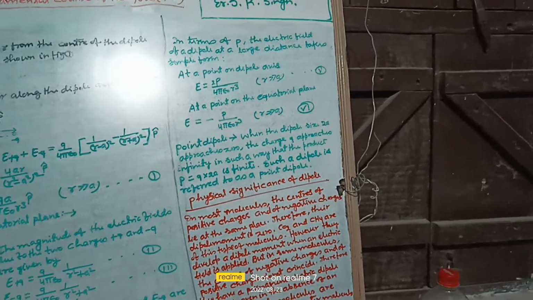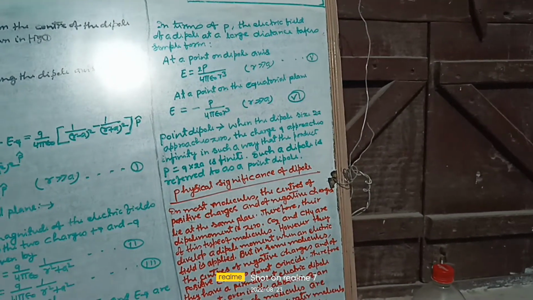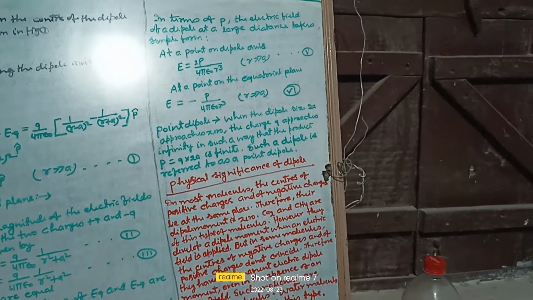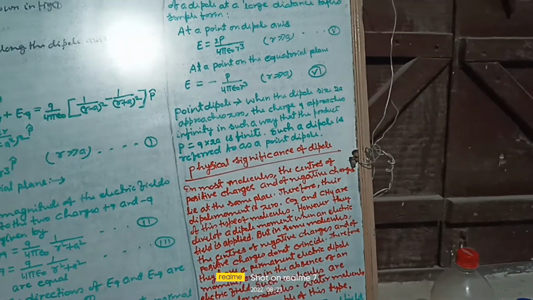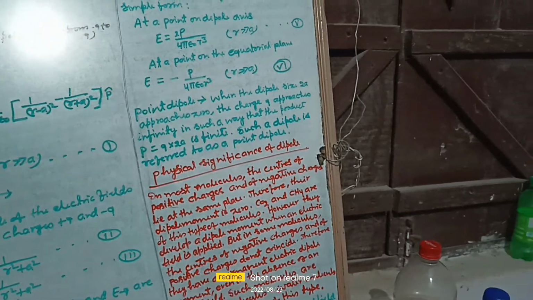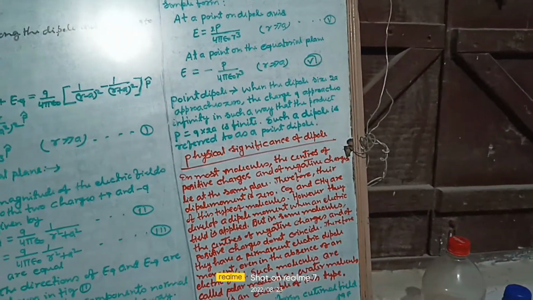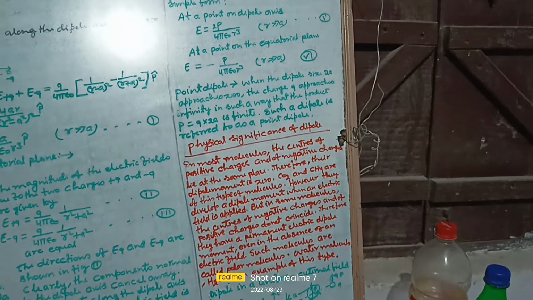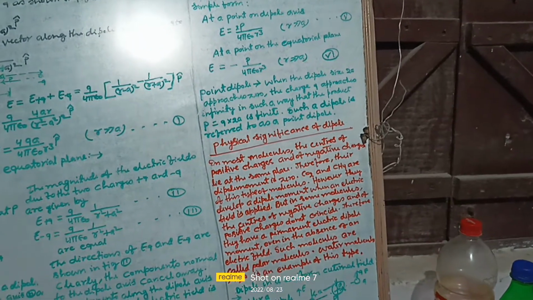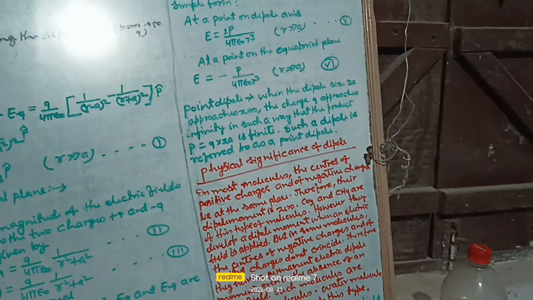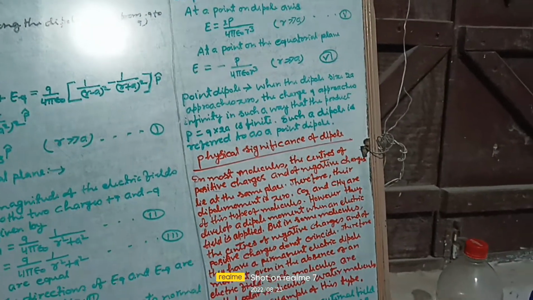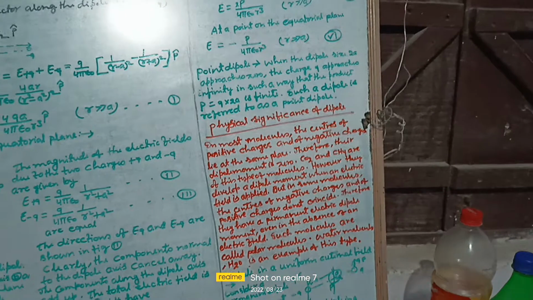Point dipole. When the dipole size 2a approaches 0, the charge q approaches infinity in such a way that the product p equals 2qa is finite. It is not infinite, but the dipole moment is finite. Such a dipole is referred to as a point dipole.